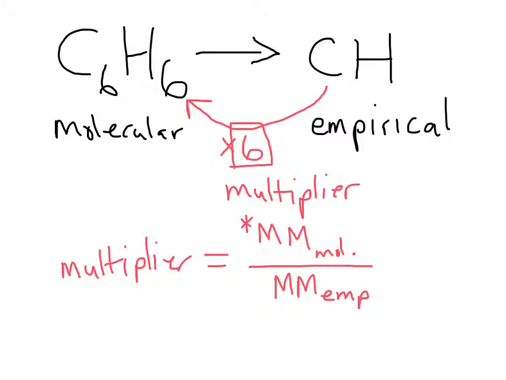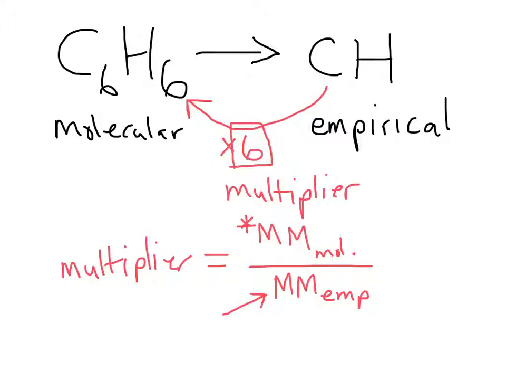I'm going to put a star by the top number here. The molar mass of the molecular formula is something that has to be given to you in a problem. There's no way for you to guess that by yourself. However, the molar mass of the empirical formula is something that you do calculate yourself.